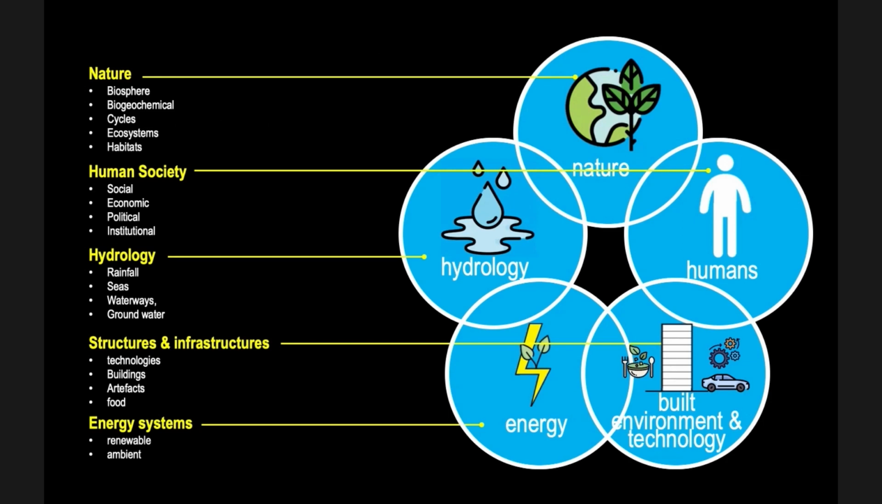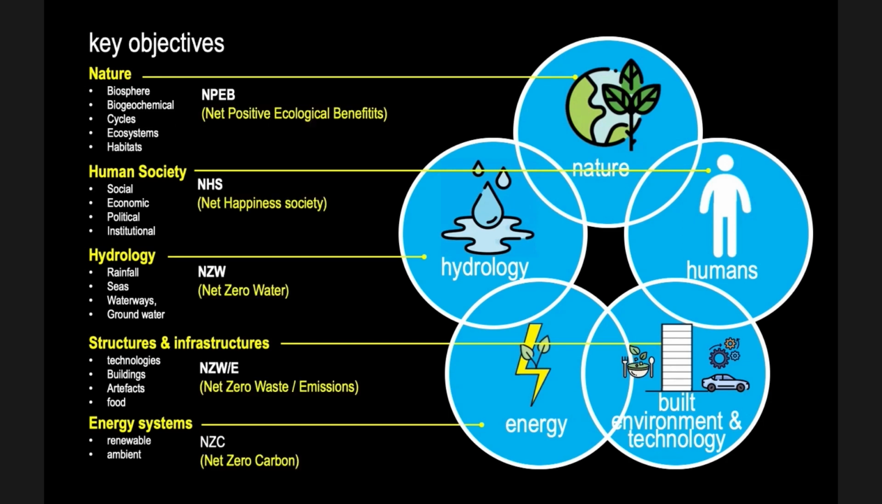But each of these factors has an objective that we must try and achieve. For nature, we have to try and achieve a net positive ecological benefit for the planet. For hydrology, you have to have net zero water, so that the water that we use is returned back to the land. And for the structure and infrastructure, we have to make sure there's net zero waste, because there's no such thing as throwing the waste somewhere else. The planet is a closed system, there's nowhere else.